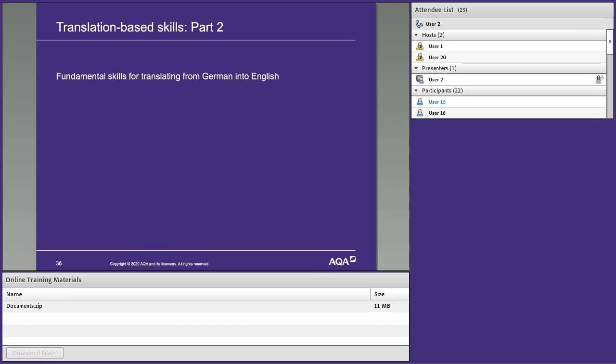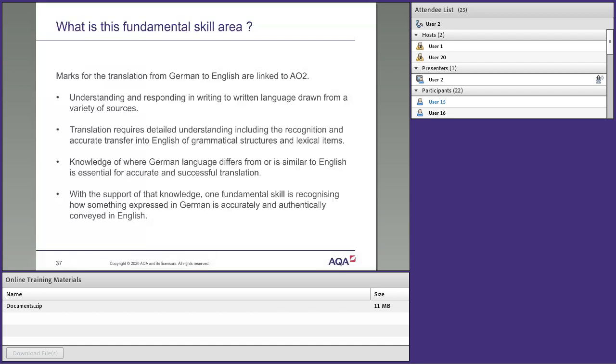So moving on to the translation from German into English then. These are linked to AO2, so that is understanding and responding in writing to written language drawn from a variety of sources. The translation requires detailed understanding, including the recognition and accurate transfer into English of both grammatical structures and lexical items. So again, a knowledge of where German language differs from or is similar to English is essential for accurate and successful translation.